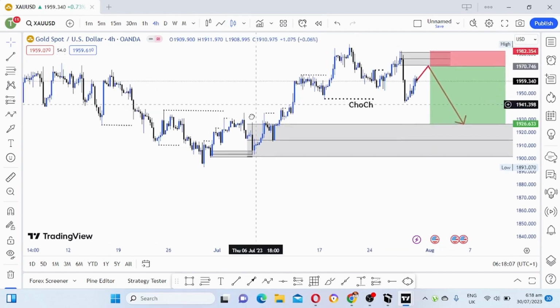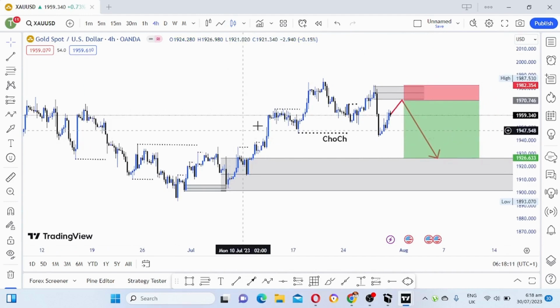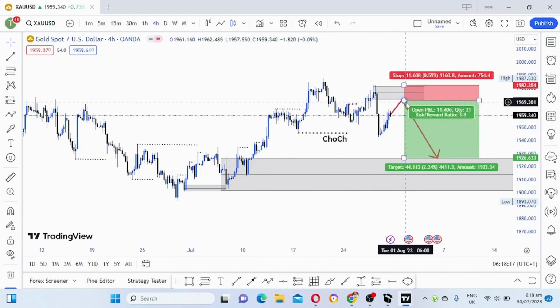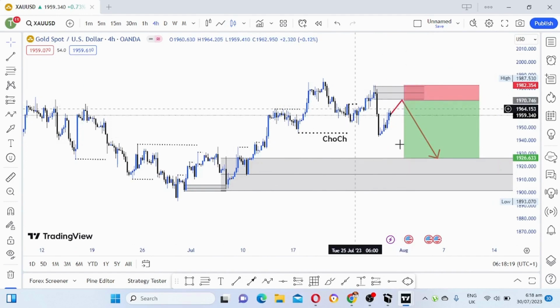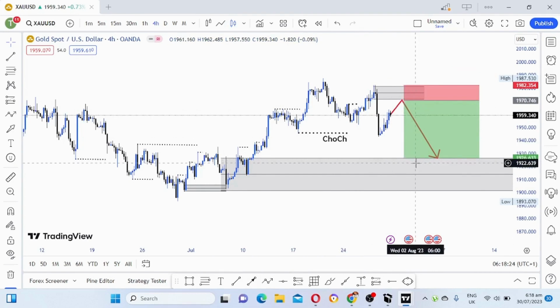So on H4, as you know, gold is highly volatile. So I'm waiting to enter a sell once price comes to this supply zone, targeting this demand zone. This is our bigger demand zone. I'm willing to buy here when price gets to this zone.